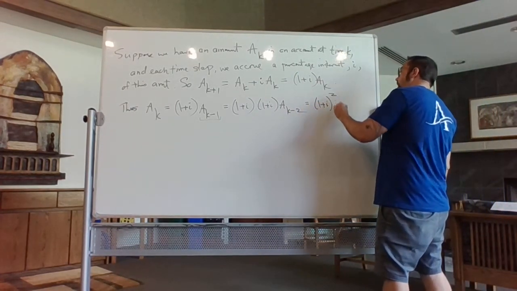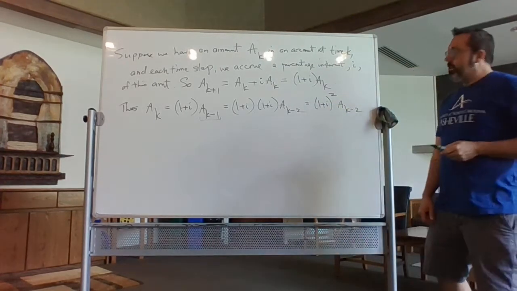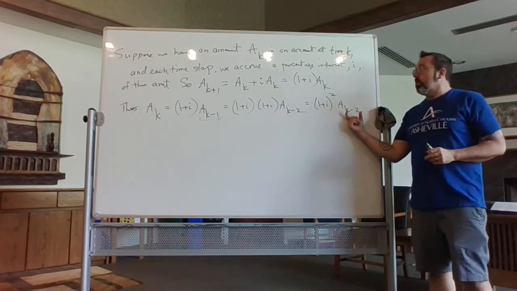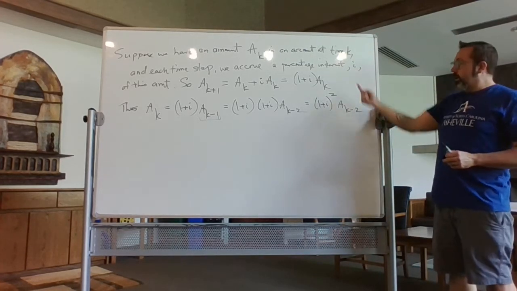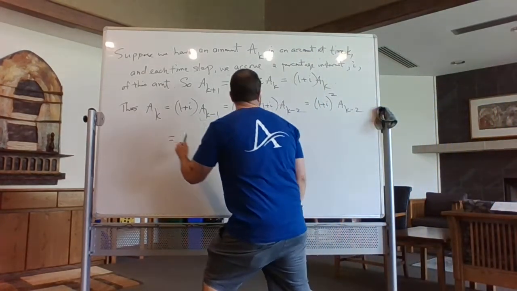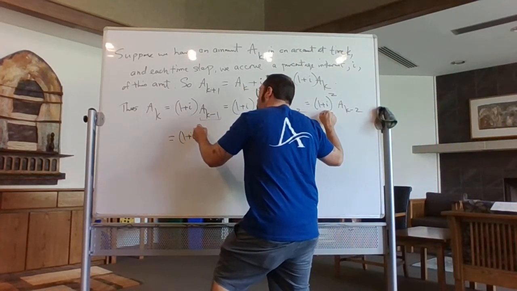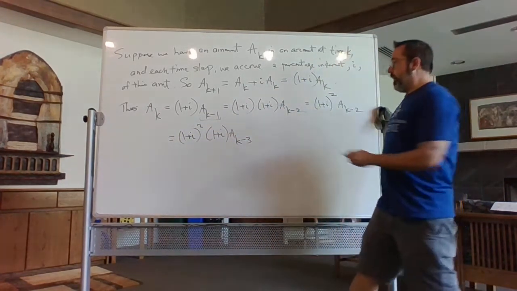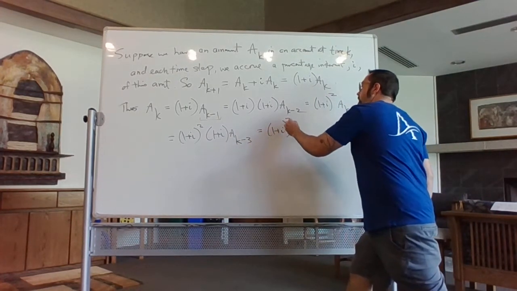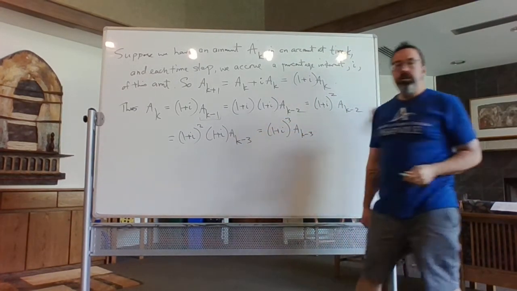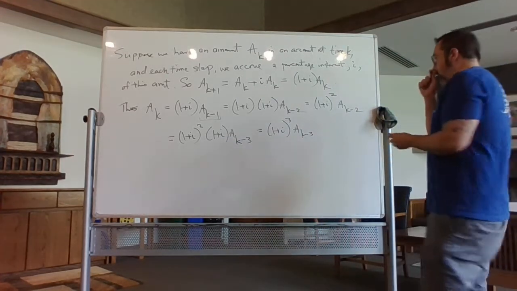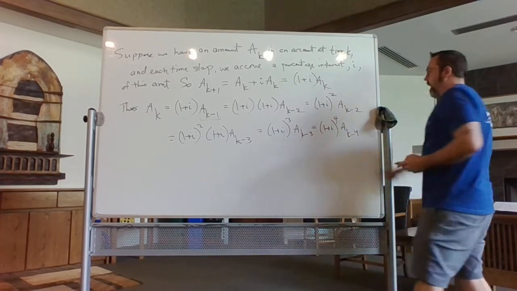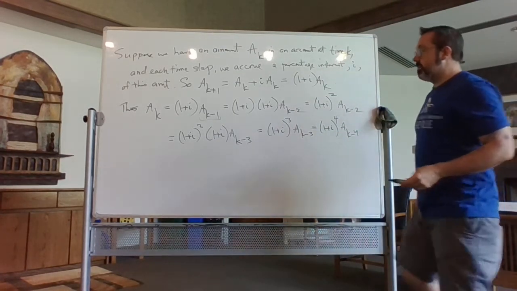And I'm just going to rewrite that as (1 + i)^2 times a_{k-2}. But there's nothing special about k minus 2. If we use the same recursive formula, I can go one time step further back and introduce another 1 plus i. So 3 time steps back, I have 3 terms, (1 + i)^3. And so forth. The same argument shows that 4 time steps back, I need to multiply by (1 + i)^4, and so forth.